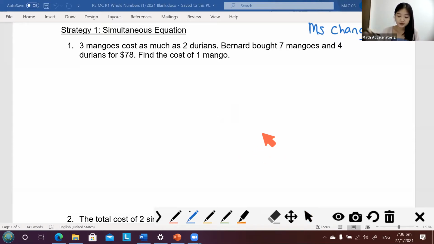So let's start off with the first question. Let's write down our equations first. So 3 mangoes cost as much as 2 durians.